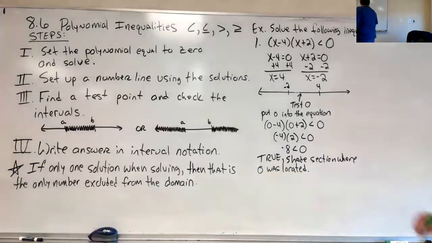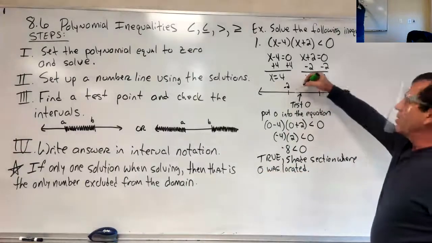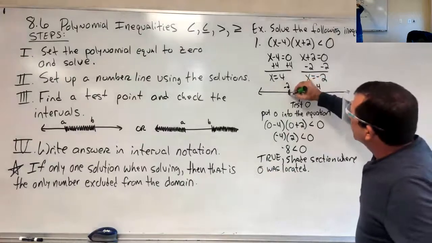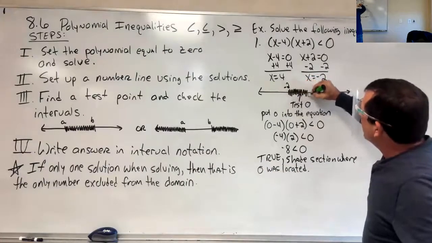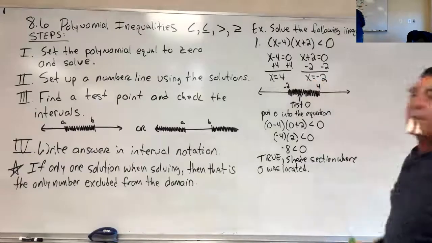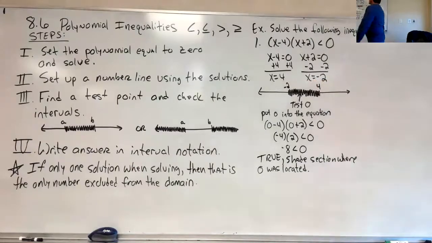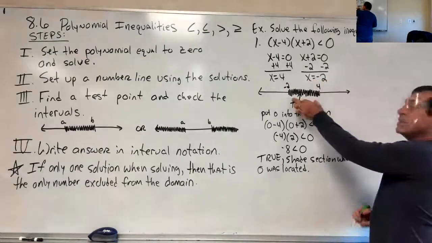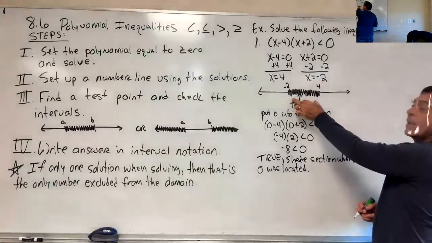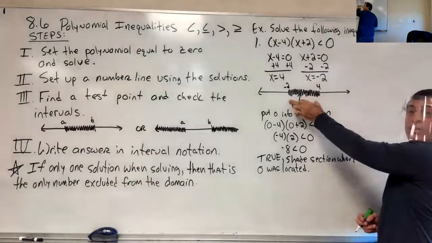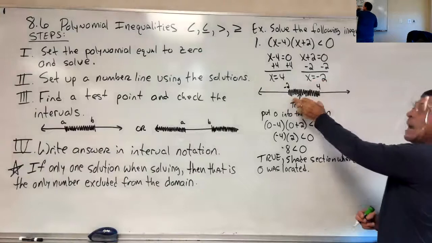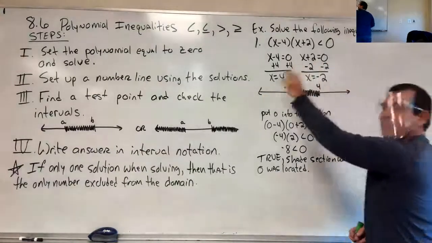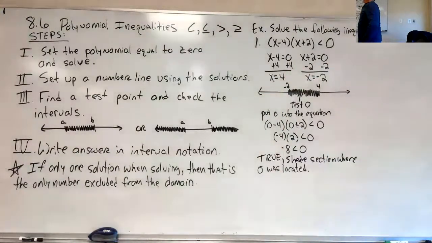So on my number line, 0 was in between the negative 2 and the 4. So I'm now going to shade in between the negative 2 and the 4. Now, since I shaded the center, that's the only solution we'll get. Now, had that been false in the middle, I would have shaded both the edges. Good job.